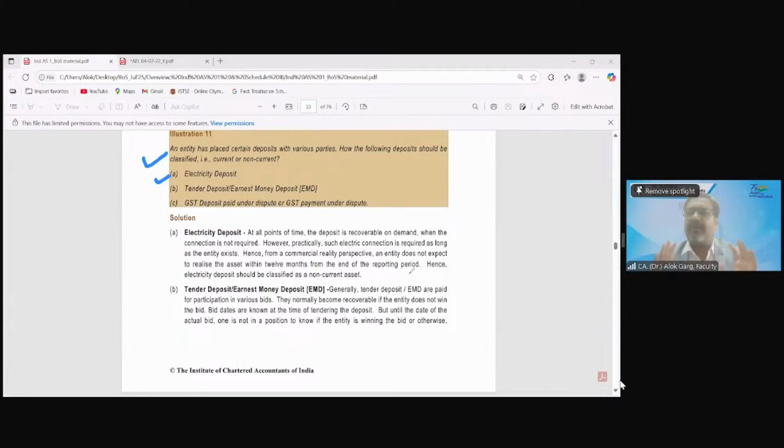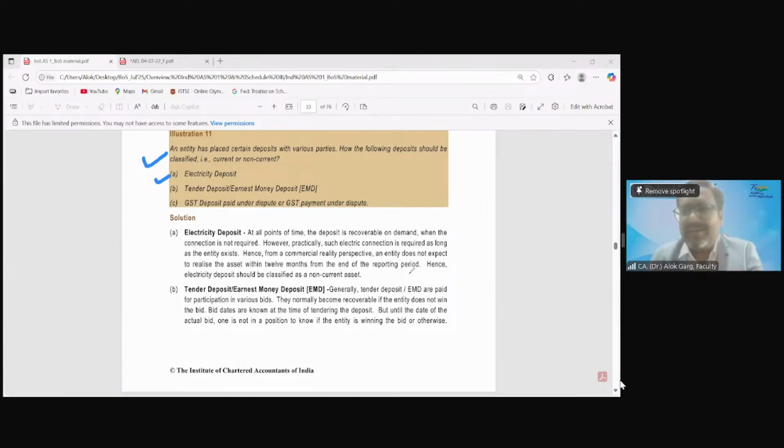So this is a deposit. I'm talking about asset. So this entity has deposited money with the electricity department. Electricity deposit. So whether this electricity deposit is a current asset or non-current asset? Non-current asset, sir.